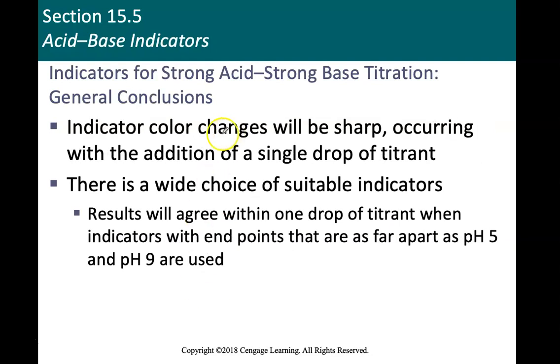So the indicator color change will need to be sharp and occur in the addition of just a single drop of the titrant. So there is a wide choice of suitable indicators. The results will agree within 1 drop of titrant when indicators with endpoints that are as far apart as pH 5 and pH 9 are used.